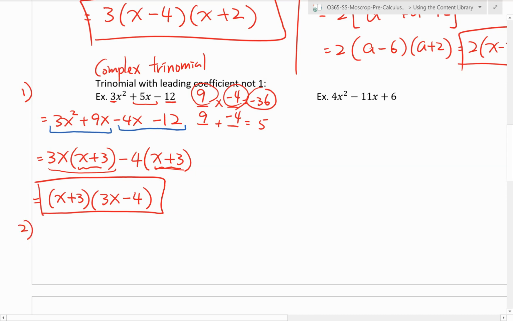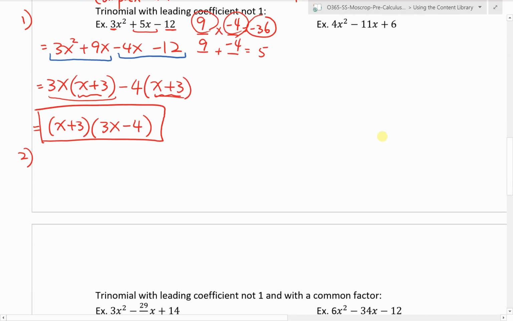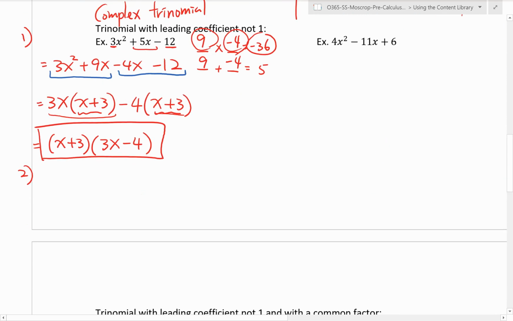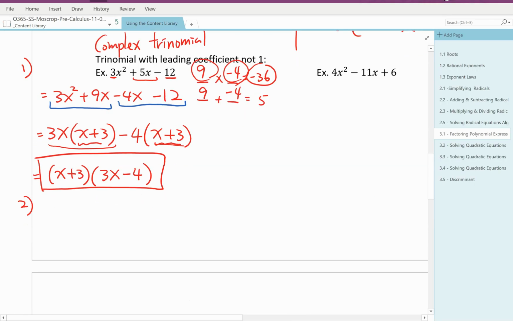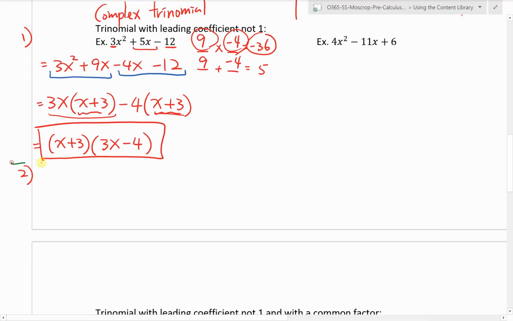I will show you the second method. I'm going to need more room here, so I might write on the next page. I'm going to use a different color so you can see the difference. Okay, second method. This is called, I believe, the AC method. Whatever, it doesn't really matter what it's called. Somewhat similar, but this method is not that bad.